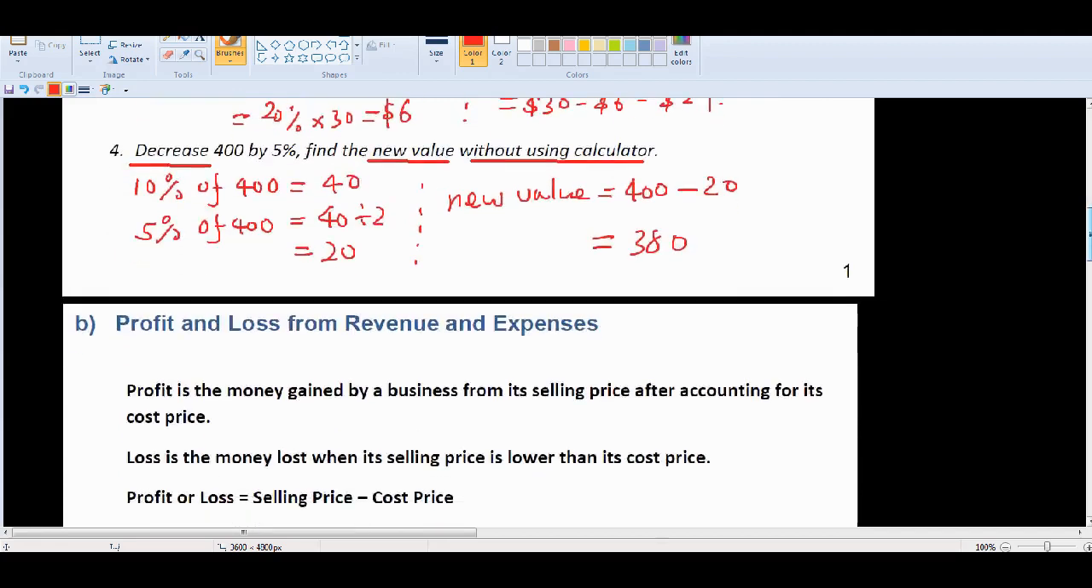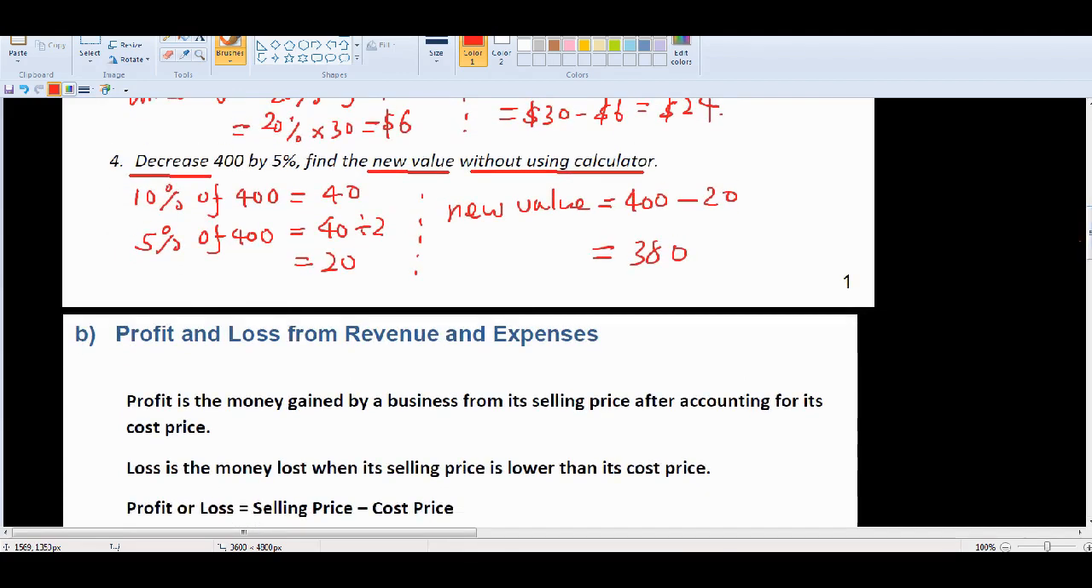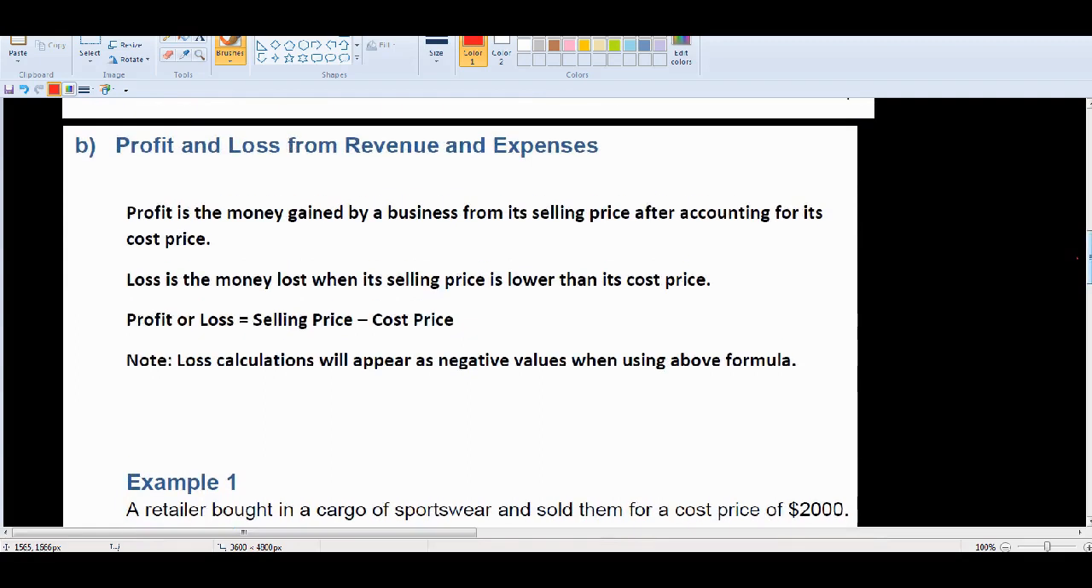Okay, so the last one is decrease 400 by 5%. Again, you're going to find a new value without using calculator. So you should start with 10% of 400. 10% of 400, just divide 400 by 10, becomes 40. Because 5% is half of the 10%, right? So you just use 40 divided by 2, you got 20. So the new value would be the original value, take away the amount of decrease, which is $20, becomes $380.